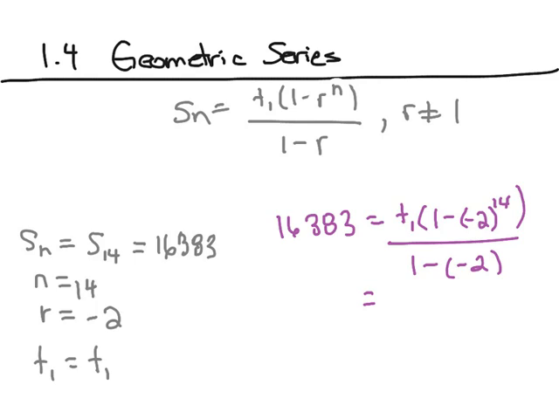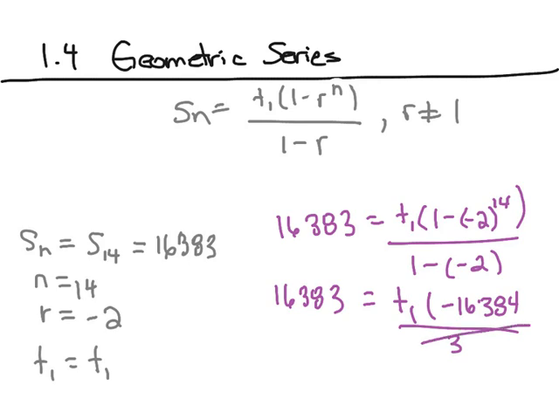So this should get 16,383 is equal to T1, bracket negative 16,384, divided by 1 minus 2 is 3. We're going to multiply both sides by 3 to get rid of the denominator. So 49,149 is equal to negative 16,384 T1.